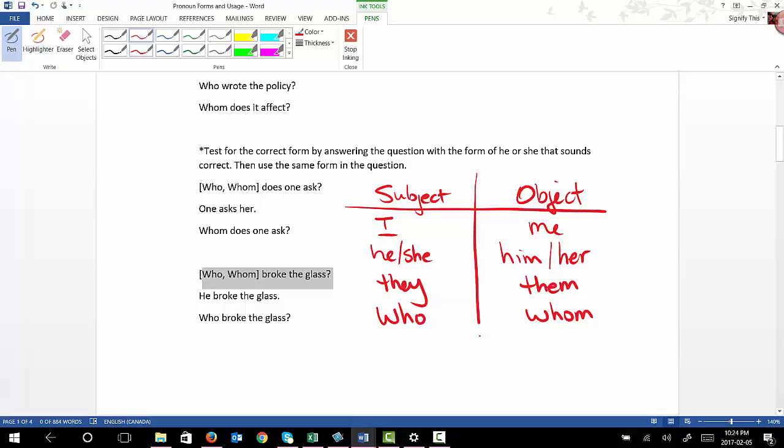I highly suggest that you write this chart out just so that you can have a visual when you put sentences together. So instead of saying him broke the glass, we say he broke the glass. And instead of saying one asks he, or one asks she, we would say one asks her. Okay, so just keep that in mind.